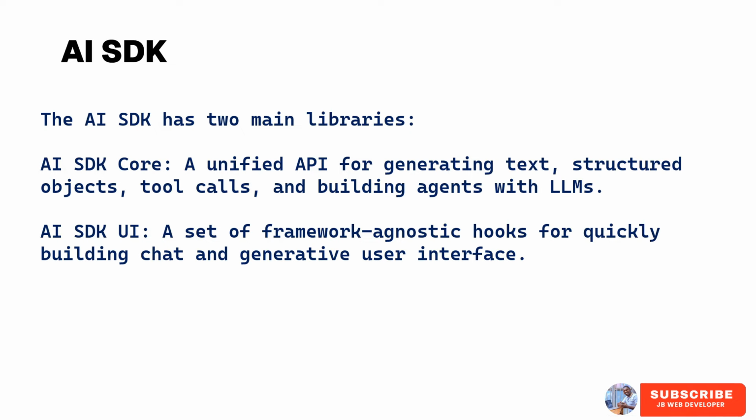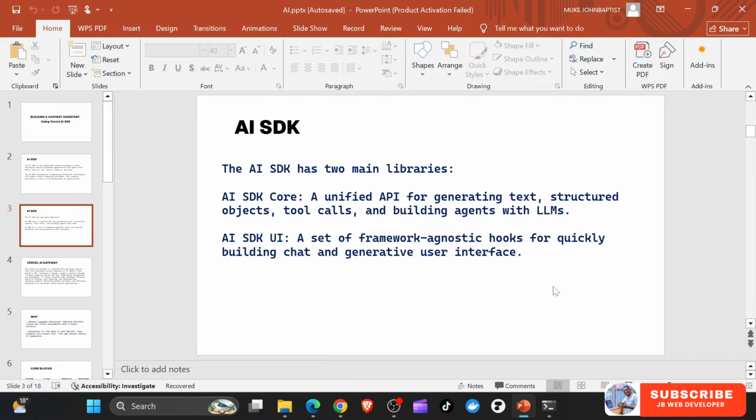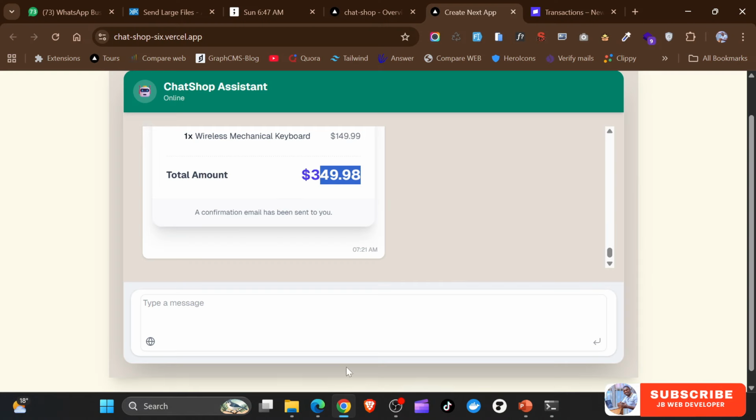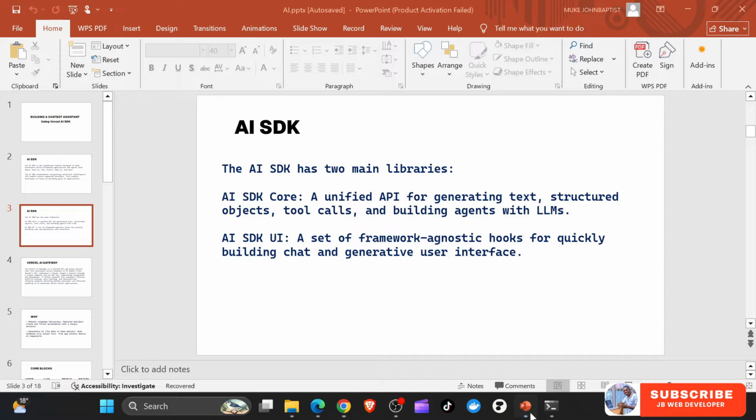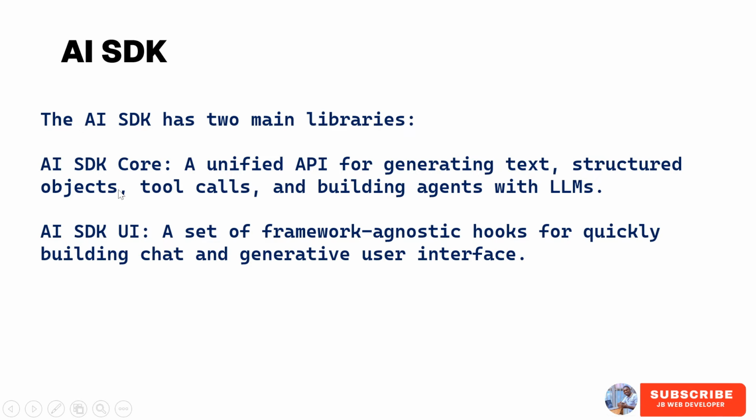Now the second core is the AI SDK UI. And this one is a set of hooks for quicker building of the chat interface, the way you saw that the chat interface is really looking so clean, so slick. And this one is achievable through the AI SDK UI. So remember that, and when we reach the integration, I'm just going to be referring to these two core packages.